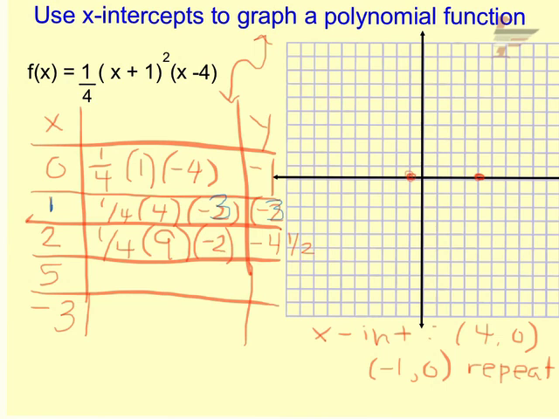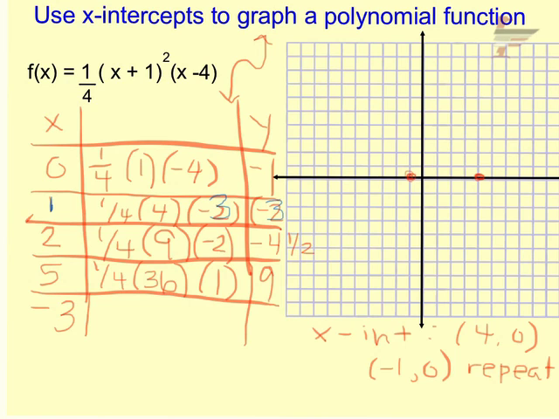All right, and then I'm going to do, I don't know, do I want to do 5? Sure, we can do 5. So 1/4, 5 plus 1 is 6, and 6 squared is 36. 5 minus 4 is 1. And 1/4 of 36 is 9. 9 times 1 is 9.